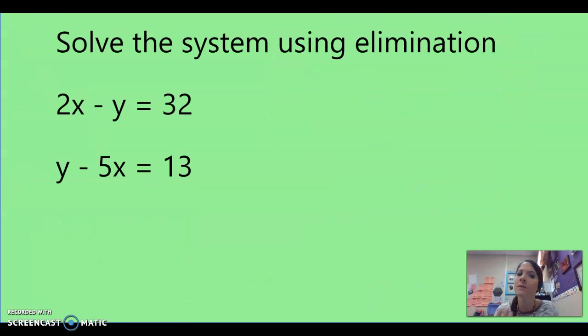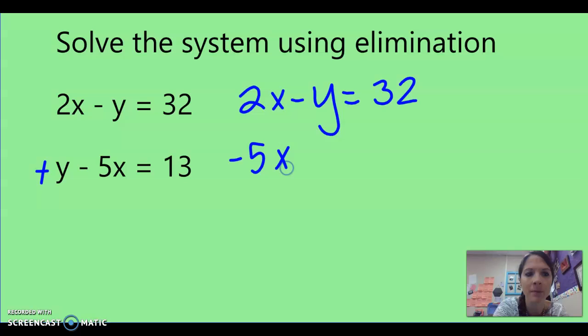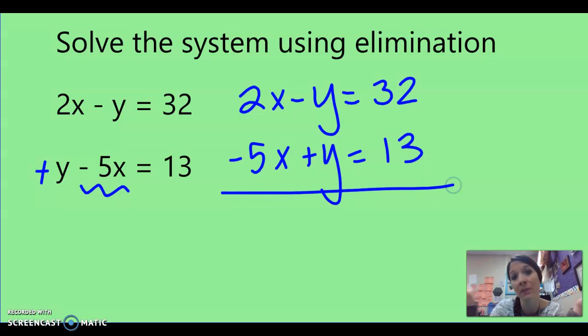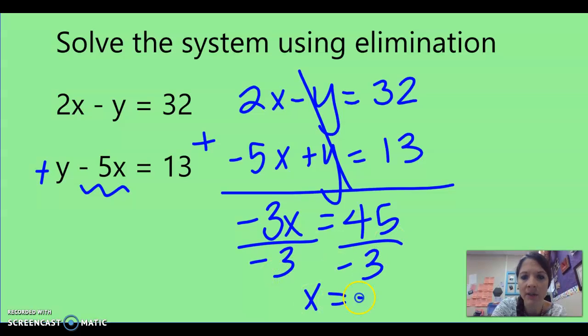All right, this one's a little tricky because it's a little messed up. So I've got to rearrange my equation. I'm going to leave the top one as is. And on the bottom, I'm going to move my y over. Now notice that the sign in front of it is a plus. So I'm going to move my 5x over and keep that negative in front of it. And then it's going to be plus y, which is awesome because then I get to add. I prefer to add than subtract. Okay, so let's add these two together. 2 plus a negative 5 is a negative 3x. My y's cancel. I end up with, what is that, 45? Okay, and then I divide by a negative 3. I'm going to end up with x equals a negative 15.